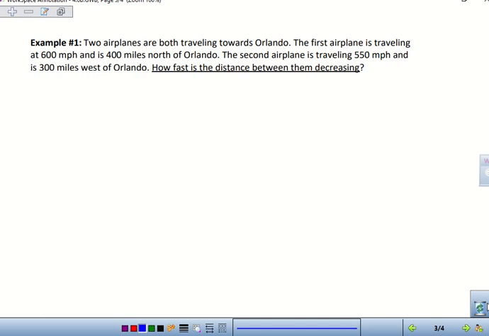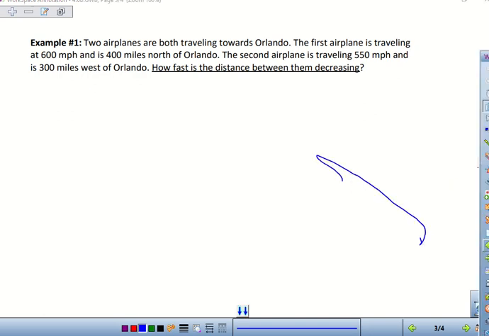Okay, so it says 2 airplanes are both traveling towards Orlando. So what we're going to do is put a point at Orlando. I know what that is. Good. I've been there. I hope everybody's probably been there from this class. All right, so we have Orlando.